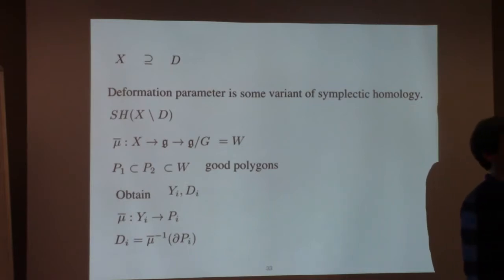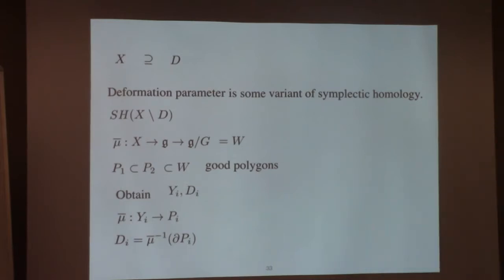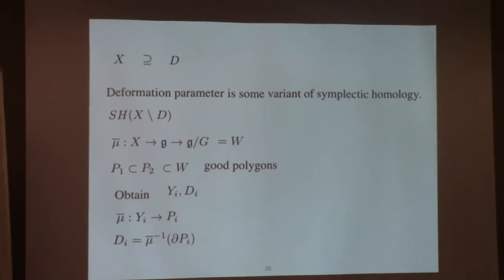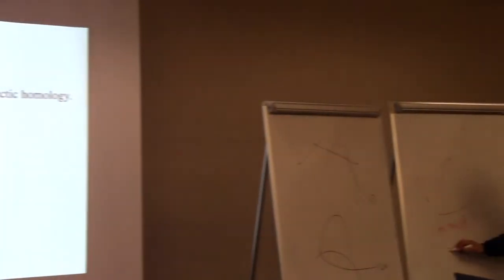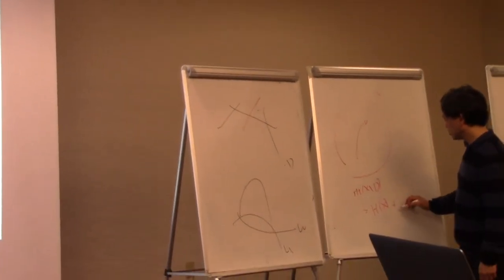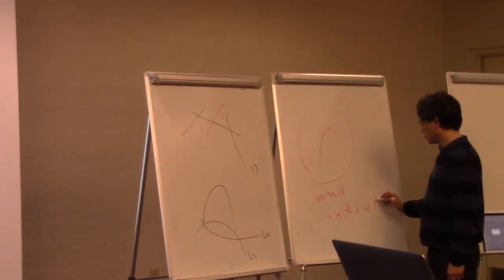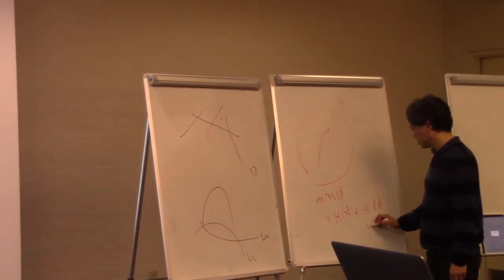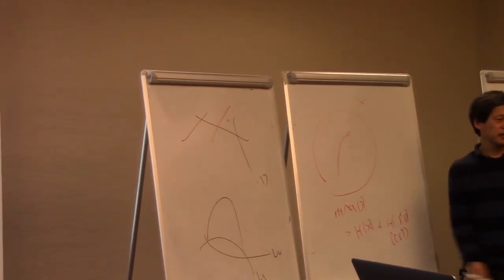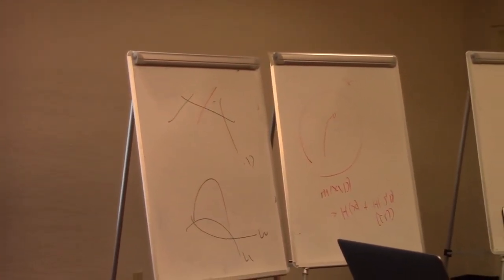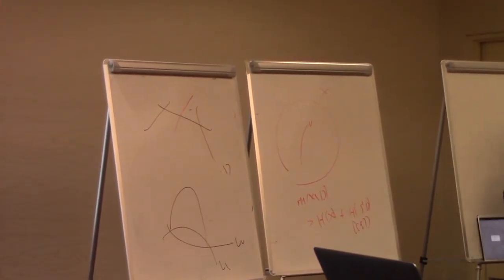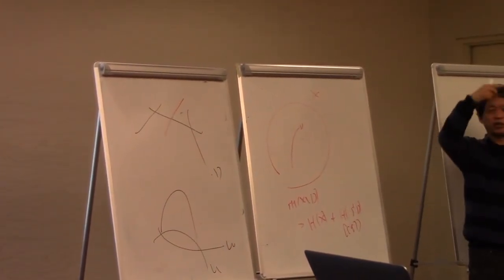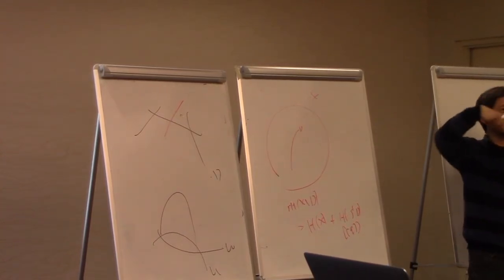The symplectic homology of X and D, and these are convex. The symplectic homology of X minus D is something like the homology of X plus the homology of the S1 boundary over D cross some formal parameter. Right? This is for smooth divisors. This Q is a formal parameter. It's nothing to do with energy. It depends on how much it rotates around these divisors.